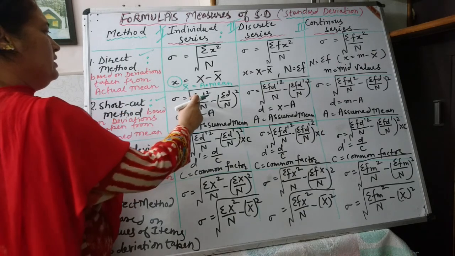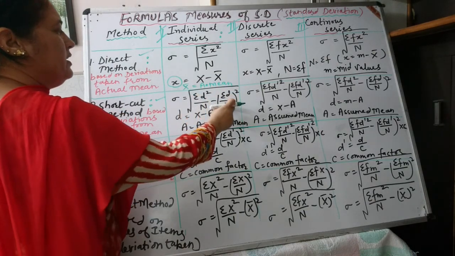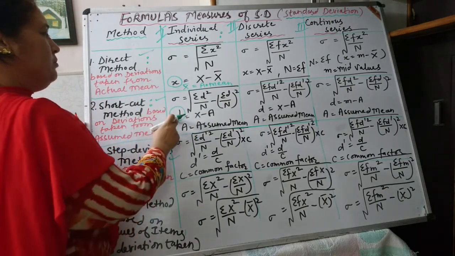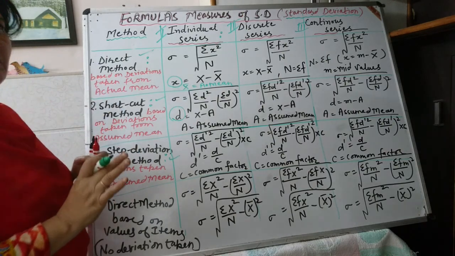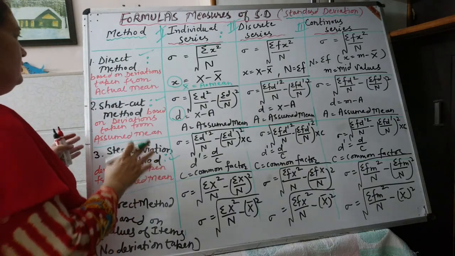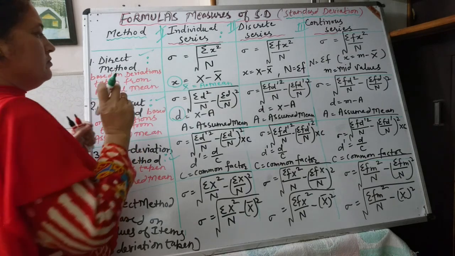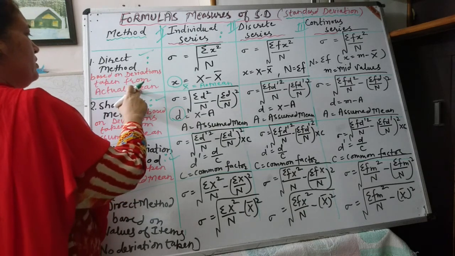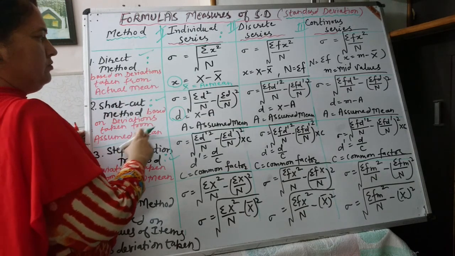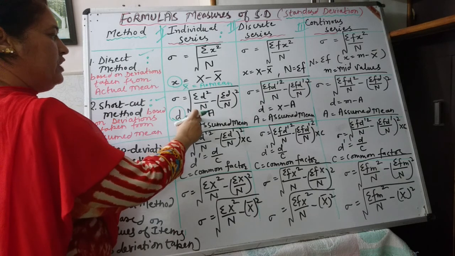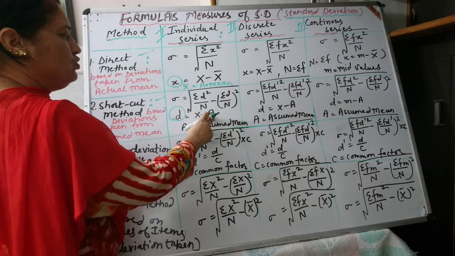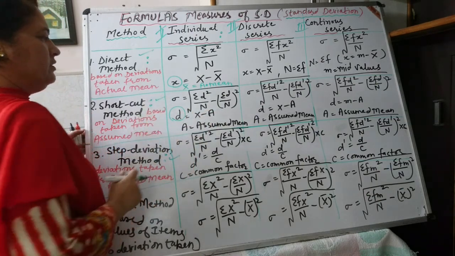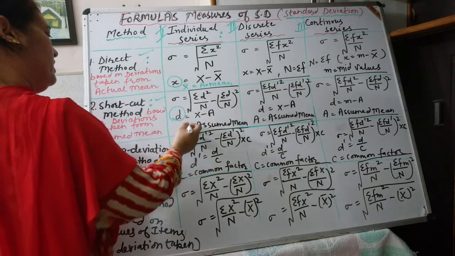In shortcut method, standard deviation is the square root of sigma d square divided by n minus sigma d divided by n whole square. Here how can we calculate d? For the calculation of d, arithmetic mean is not required. You do not need to calculate the actual arithmetic mean. You can assume the mean from the values of x, a central value you can assume as mean. So x minus a will be d, where a stands for assumed mean.